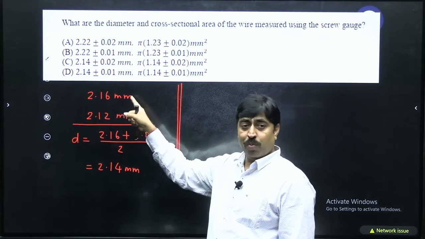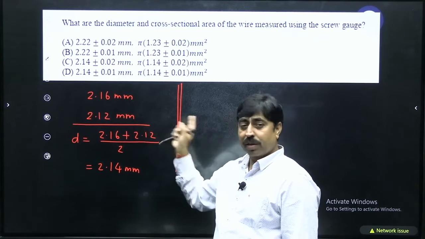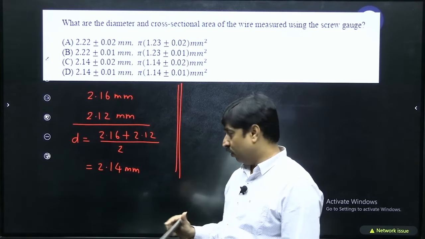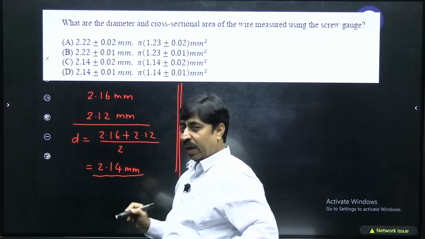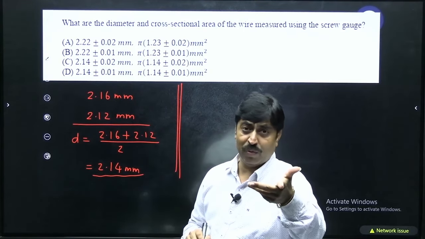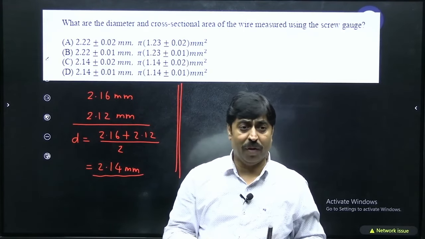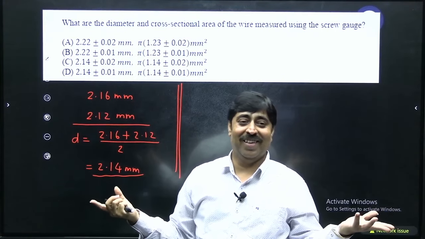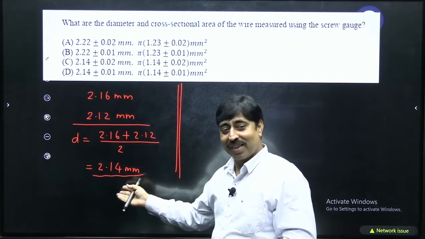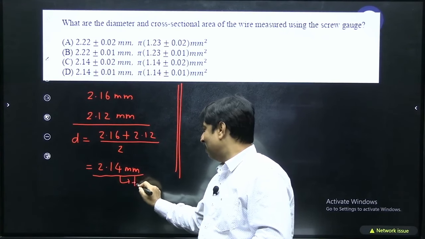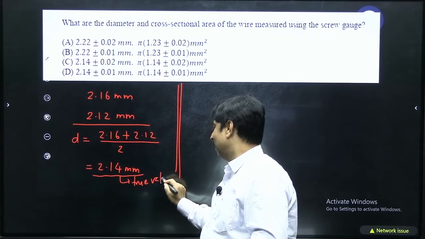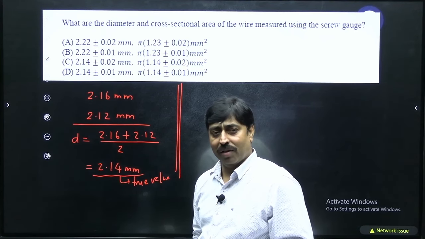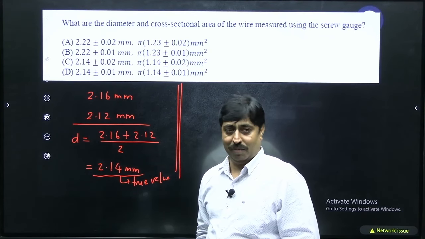Now, one reading is 2.16, the other reading is 2.12, you have calculated the average, this is 2.14. One thing is sure, that God is not going to give you a phone call and tell you the diameter of the wire. So, in absence of that phone call, the best value according to you is this. This is the true value. But I am afraid there could be some error. But this is the true value.